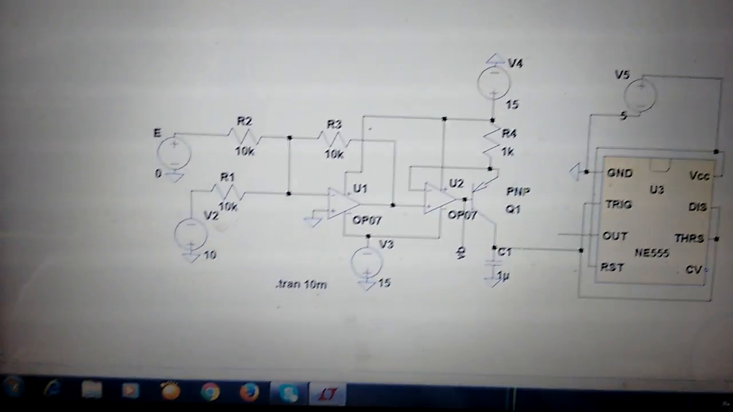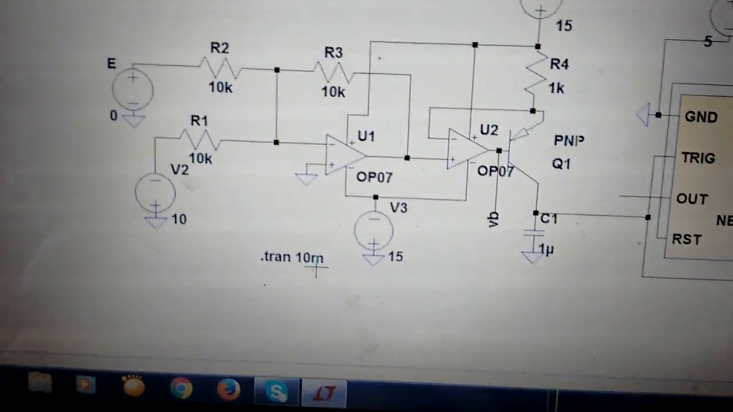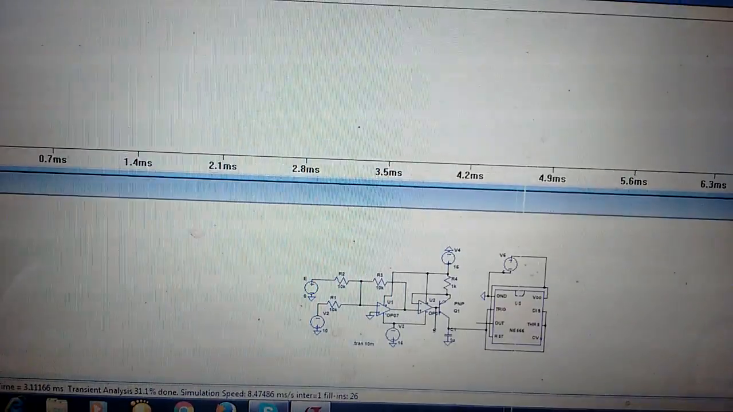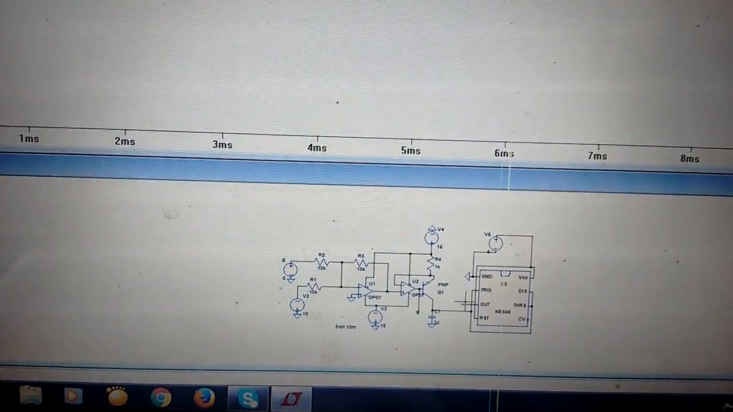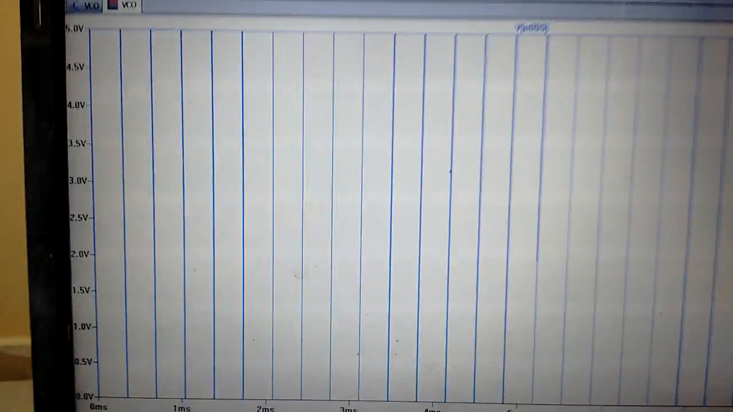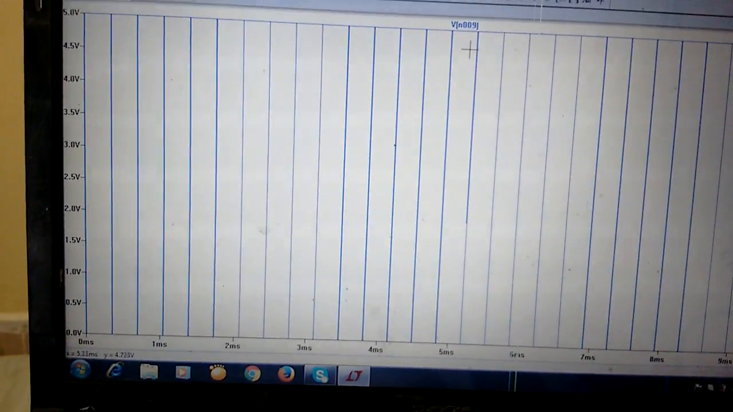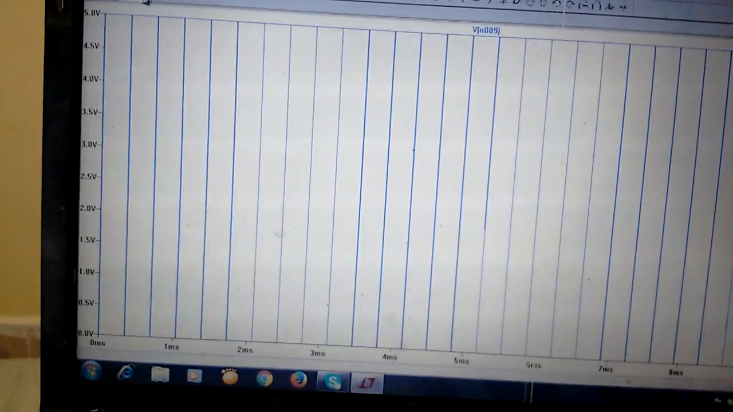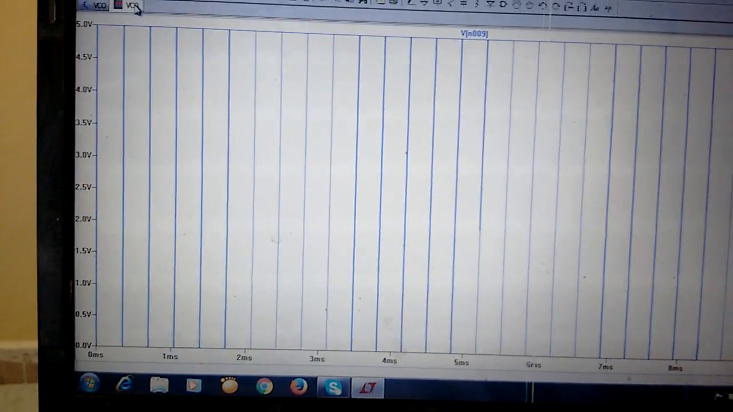Now we'll see the simulation. This is a transient analysis, so I have given 10 millisecond as the simulation length. If you see the output, this is a square wave waveform generated, right? There is some different frequency there, but we don't require that frequency. We'll see what happens if you change the E. This is generally what we call the center frequency of oscillation.